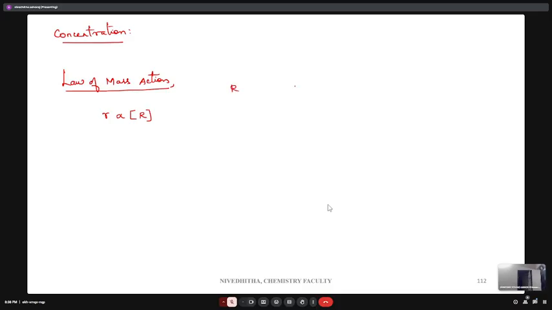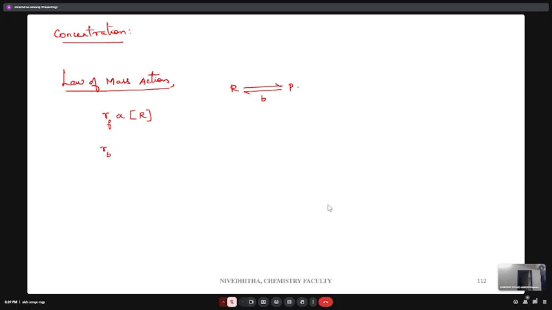R is my reactant and P is my product. So this is the forward reaction and this is the backward reaction. As far as the forward reaction is concerned, the rate of the forward reaction is directly proportional to the concentration of the reactant. Here, R is the reactant. As far as the backward reaction is concerned, what is the law of mass action? The rate of the reaction is directly proportional to the concentration of the product. But actually, as far as the backward reaction is concerned, what is the reactant?